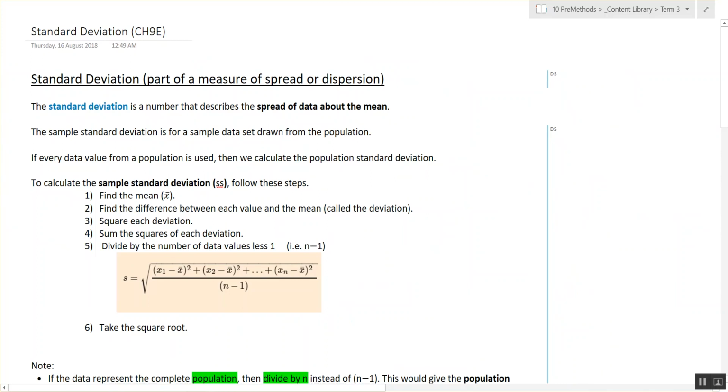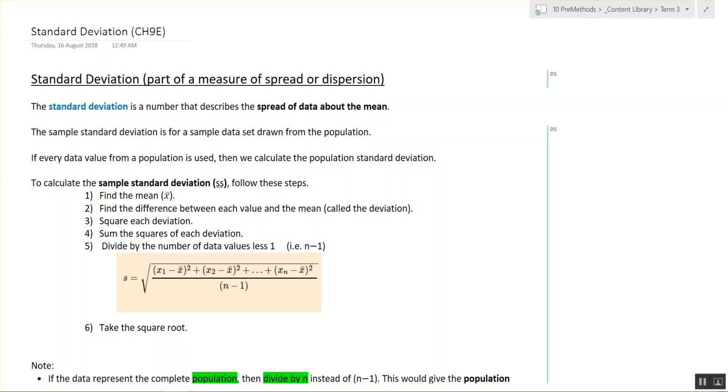Today we're going to do one of the harder topics, I suppose. It's called standard deviation. Standard deviation is the spread of the data about the mean.